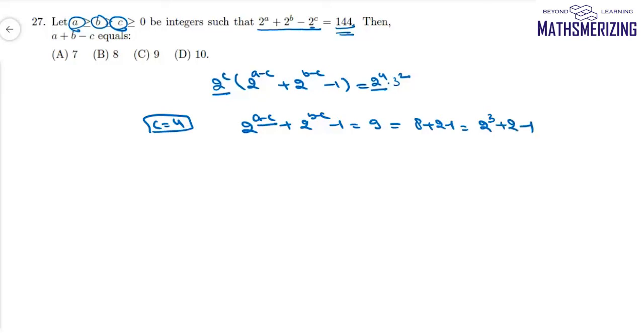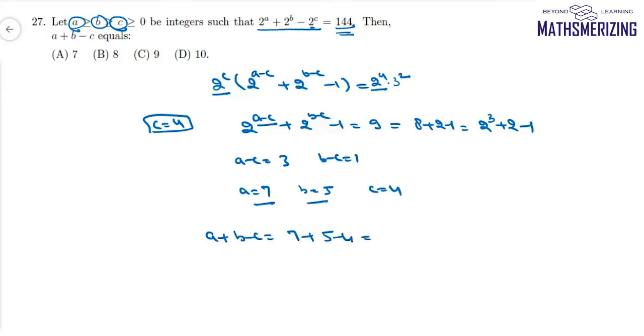I'll write a minus c as 3 and b minus c as 1. So the value of c here is 4. So the value of a is 7 and the value of b is 5. So a is 7, b is 5 and c is 4. Now we need to find a plus b minus c. So that is 7 plus 5 minus 4, which is simply 8. So the answer to this question is 8, which is option number B.